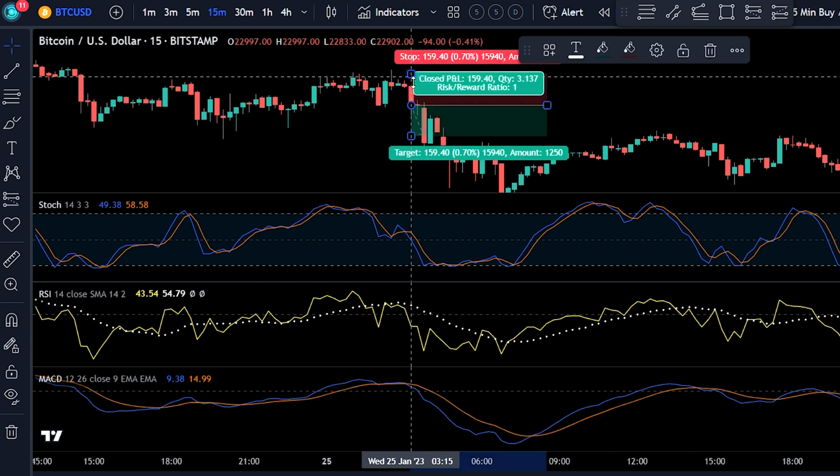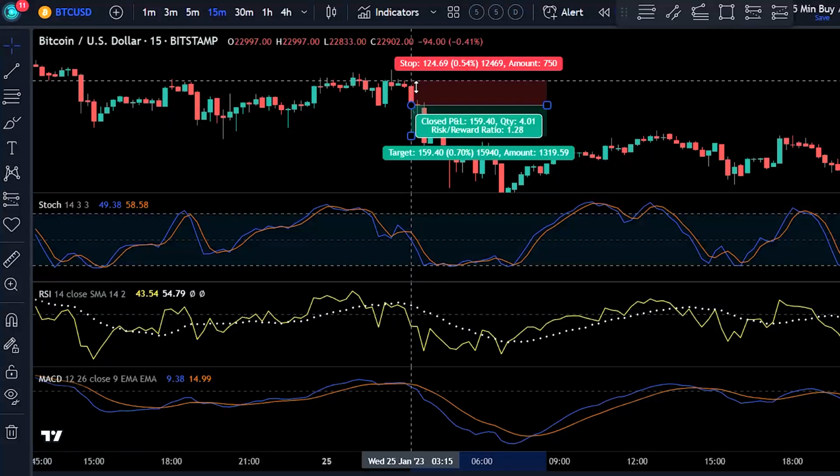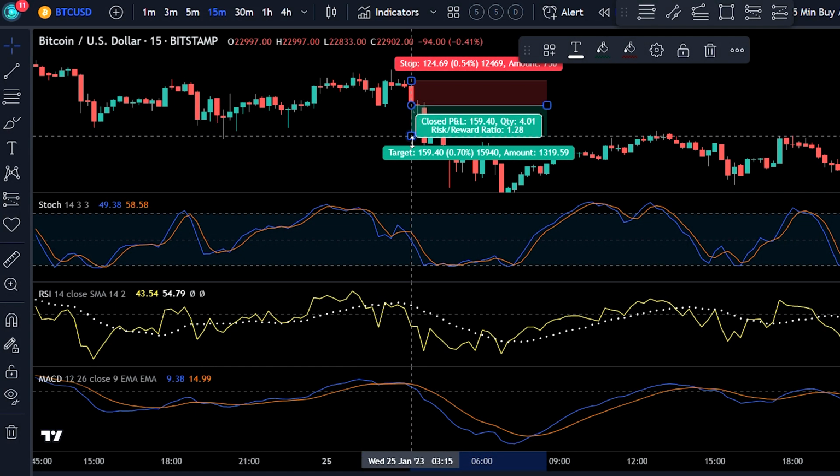The stop loss will be set at the recent swing high, the take profit target at 1.5 times the risk.